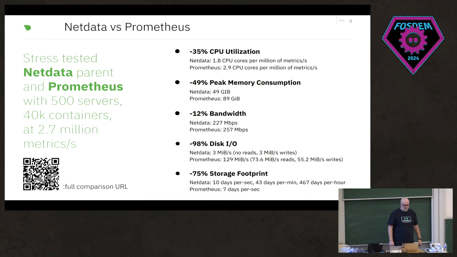This scales well. We tested a Netdata parent with 500 nodes and 40,000 containers against Prometheus. We did the same with Prometheus in parallel. Netdata used 1/3 less CPU, half the memory, 10% less bandwidth, almost no disk I/O, and in the same storage footprint, we gave them 3 terabytes, we managed to have more than a year of retention. Of course, it is in tiers.